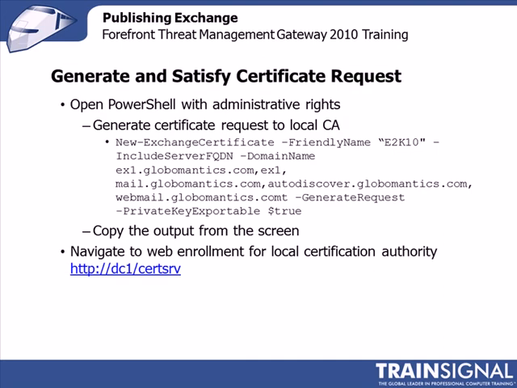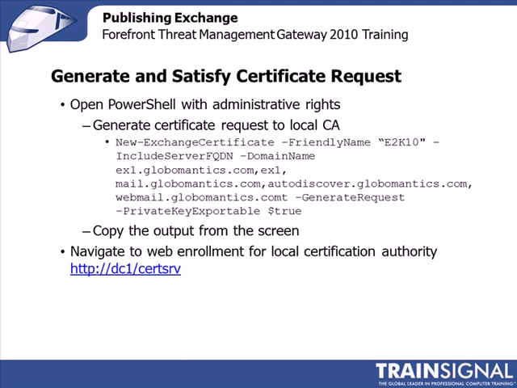Now the next step says to copy the output from the screen. You'll see what that means in just a second. And then we're going to navigate to a web enrollment for the local certification authority. What I'm actually going to do is save this output from the screen, which again you'll see in a second, onto a floppy disk, and then go over to the domain controller, and we're going to create a certificate based on the information we get from that New-ExchangeCertificate command.